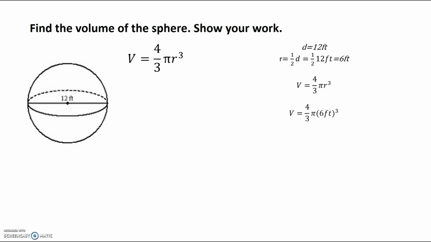We'll go ahead and plug in our found radius, which will be that 6 feet. We'll multiply that, and we'll get 216 feet cubed on the end there. Again, we know that pi is approximately 3.14, so we'll plug that in. So now we have all of our values. We'll go ahead and multiply through, and we'll get 904 and 32/100 feet cubed. So again, you'll make sure your units is done all the way through. So we cubed those feet, so we're going to have feet cubed.